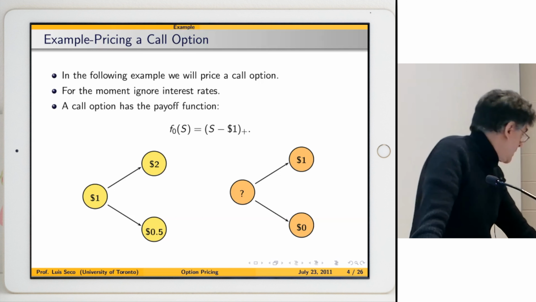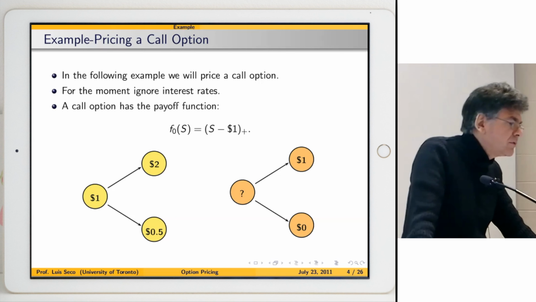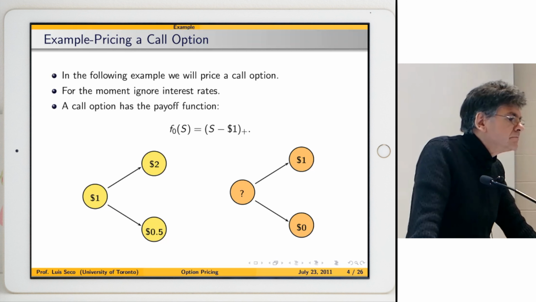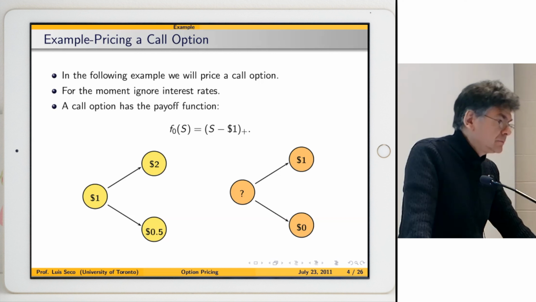I'll wait a few more minutes. Jonathan, your hand is up on Zoom. I suspect you already asked the question, or maybe not, I don't know. Yes.